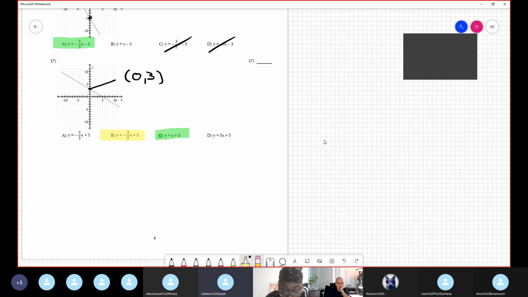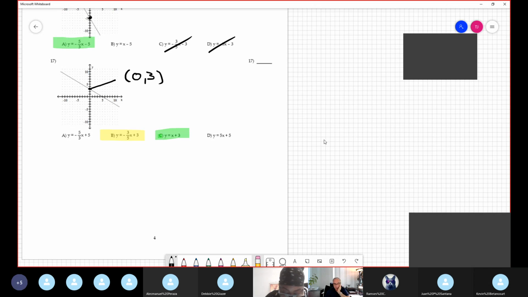Okay, in this case, the coincidence is that it's 3. The b value, remember the formula y equals mx plus b, because the slope is negative. You don't necessarily need to copy anything. Common sense. The y-intercept is 3.